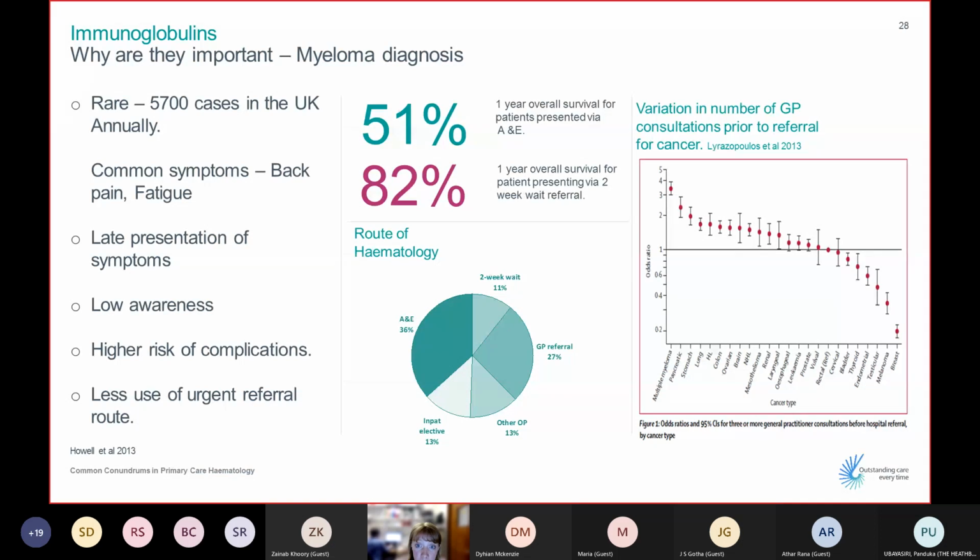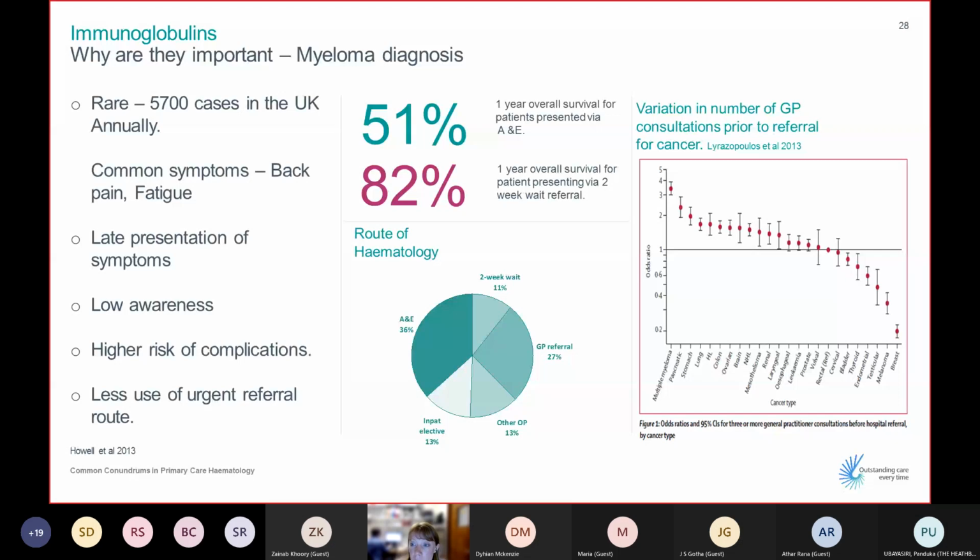And above, we can see the reason why this is so important. If we compare 1-year overall survival for patients that presented via A&E, it's 51%, compared to patients coming through a 2-week wait referral pathway, it's 82%. And these findings have been echoed in other studies.